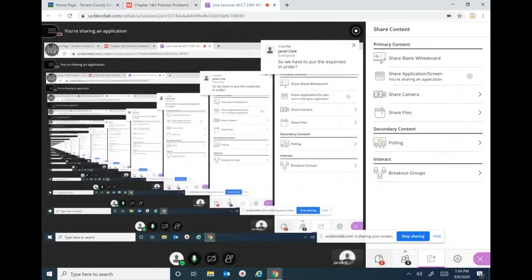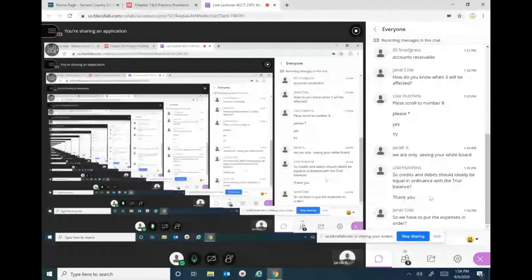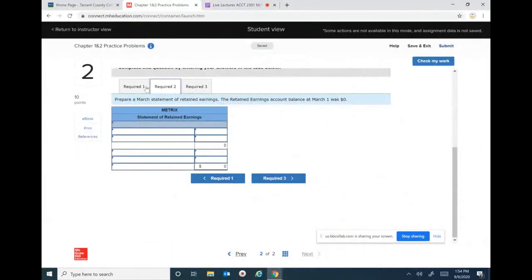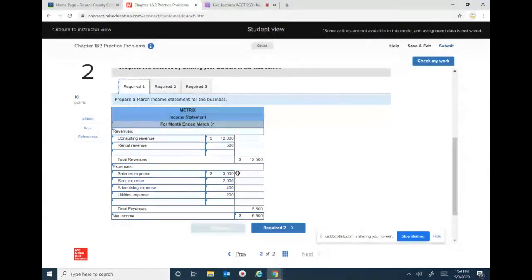I have a question here. Let's see what the question is. So we have to put the expenses in order. Yes, the expenses have to be just like I did. See how I listed them largest to smallest? The only exception would be income tax expense. If we had income tax expense, that would come last regardless of how big or small it is.